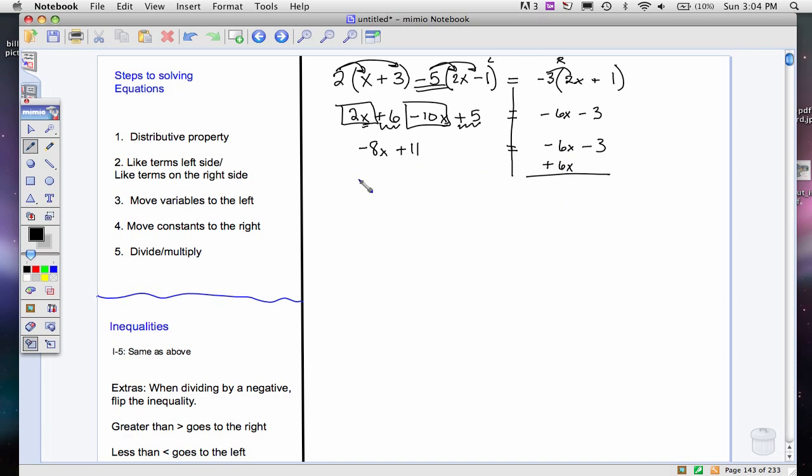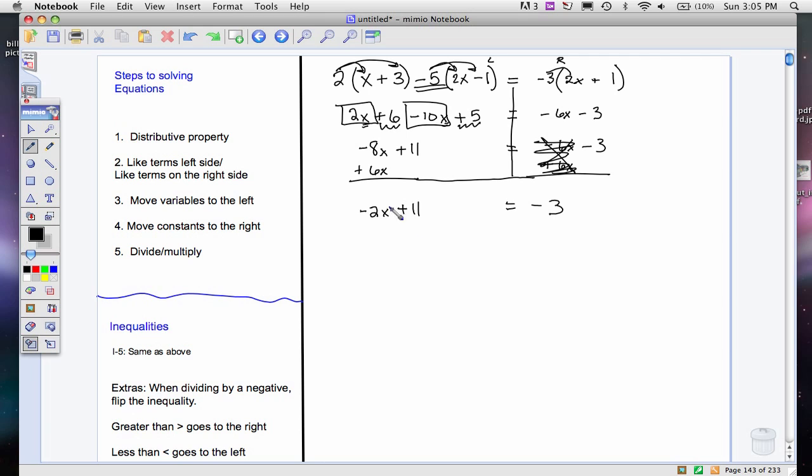But if you do something to one side of an equation, you must do it to the other. Now, negative 8x plus 6x gives me negative 2x, and I bring down my plus 11. On the other side, these cancel, and that was the whole purpose, to get the variables to go away, and I bring down my minus 3. Now you're almost done. You're on step 4 now, and step 4 says move the constants to the right.